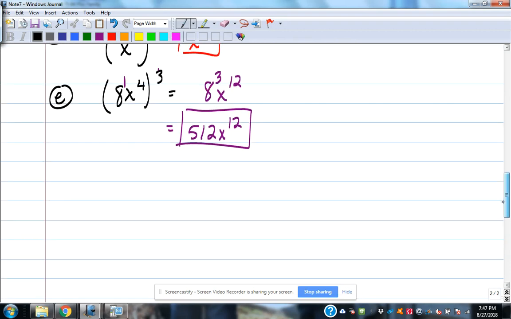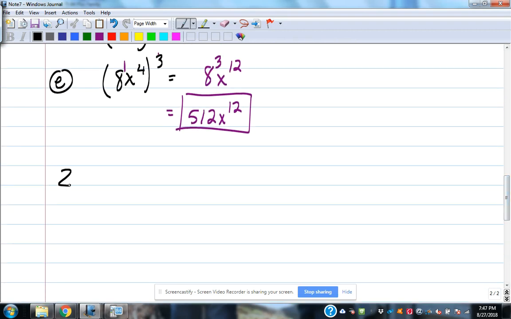Let's do this part. 0 exponent. Anything to the 0 power is defined to be 1.